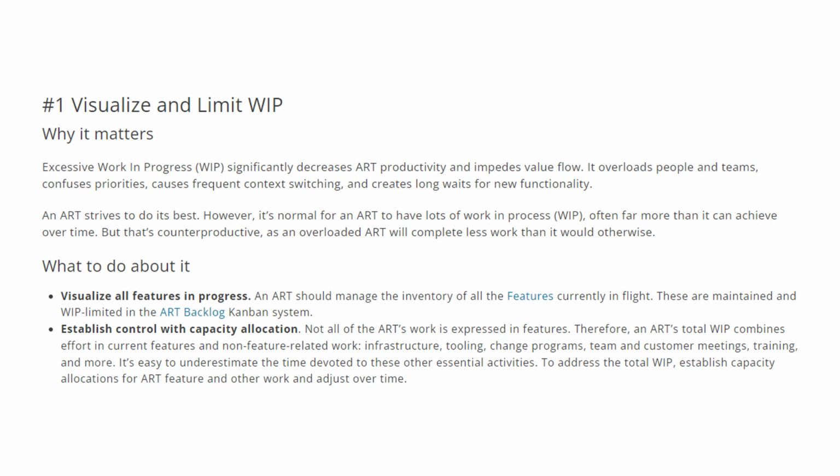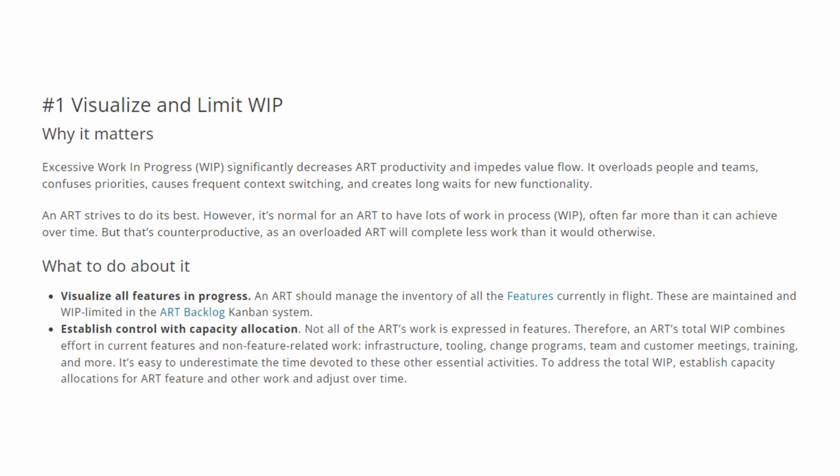The first one is visualize and limit WIP. Why does it matter for an ART flow? Excessive work in progress significantly decreases ART productivity and impedes value flow. It overloads people and teams, confuses priorities, causes frequent context switching, and creates long waits for new functionality.